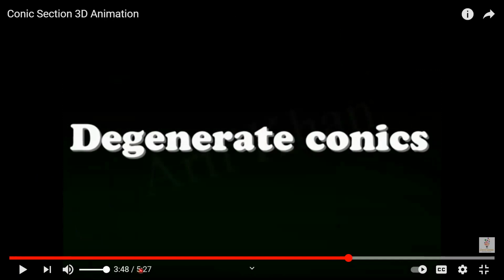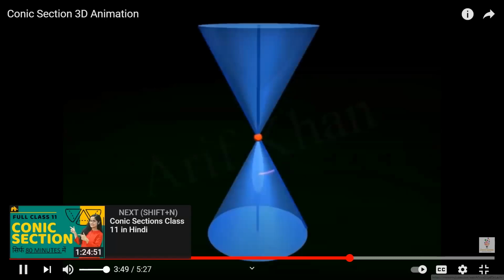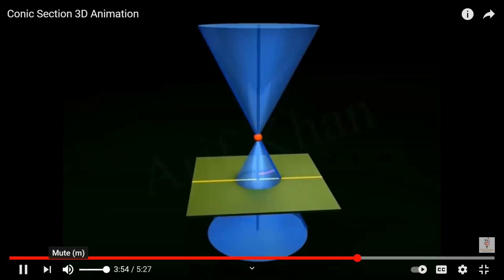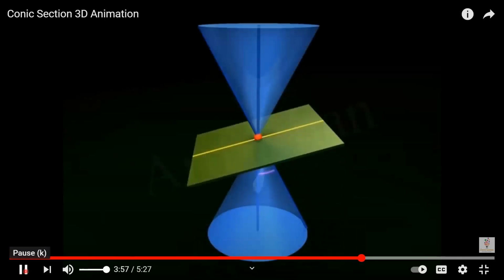Now another one is degenerate conics. See this, I will tell you. When the plane cuts exactly through the center, the point of intersection is only one point, that vertex itself. So a point is also a conic section, but it is a special case, known as degenerate conics.